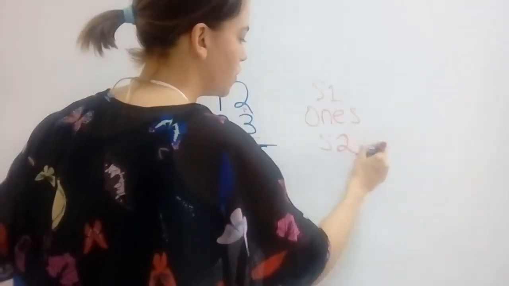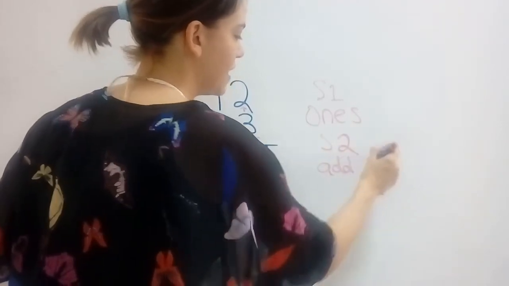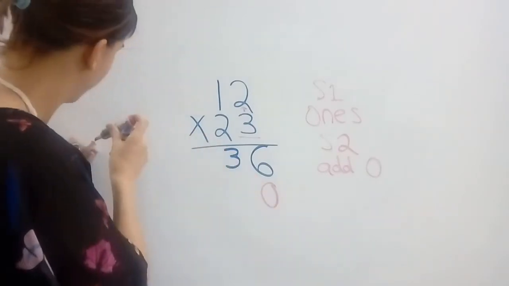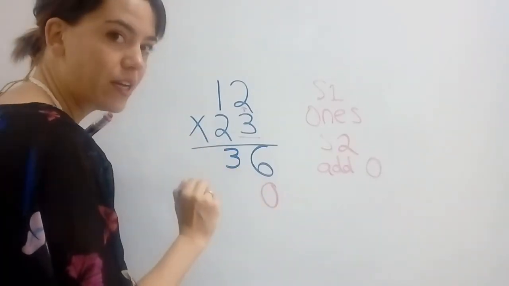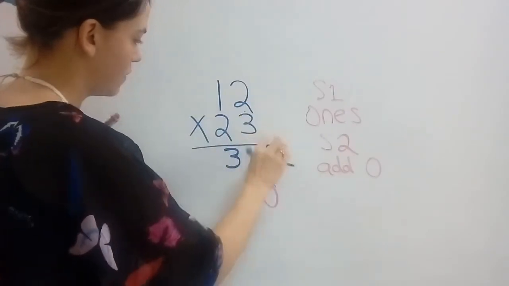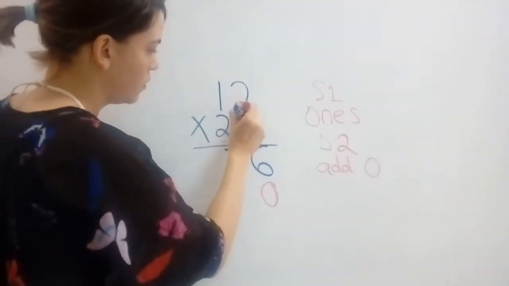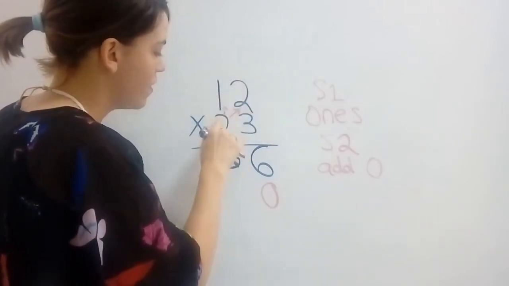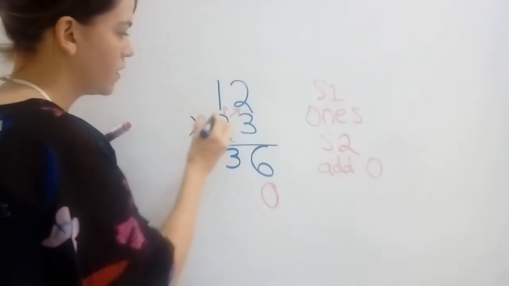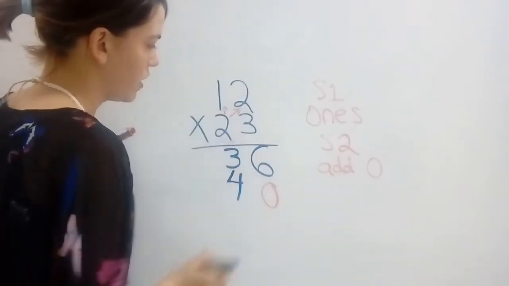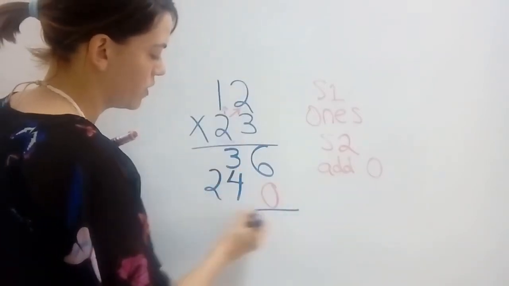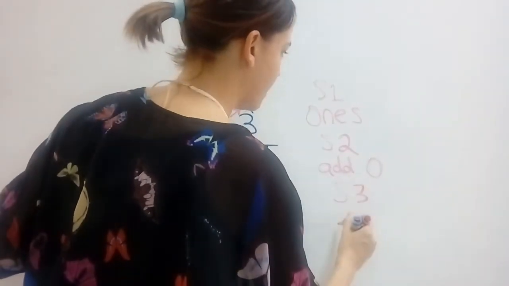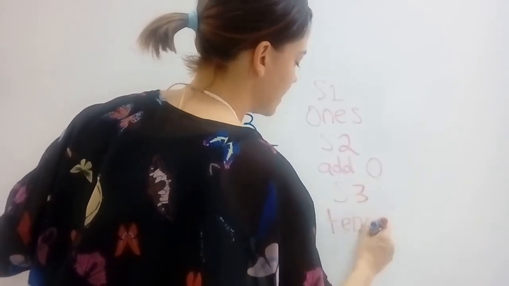Step 2, you need to add a 0. I'll add it in a different color. You're going to add your 0 right here. Then you're multiplying your tens. You start by multiplying your tens place here with your ones here. Then your tens with your tens here. 2 times 2 is 4. 2 times 1 is 2. So step 3, multiply the tens.